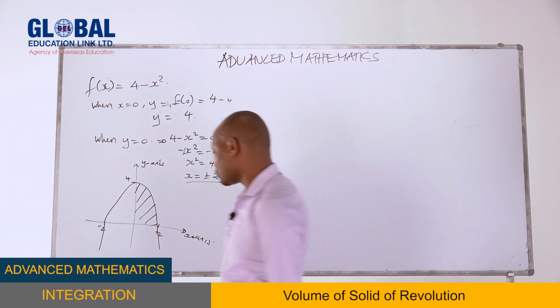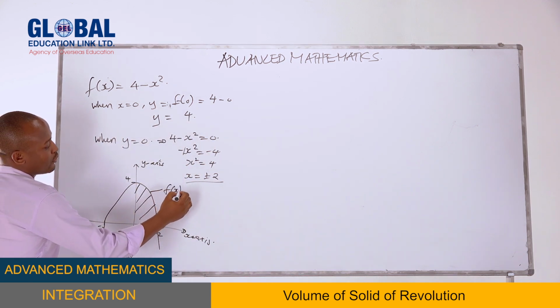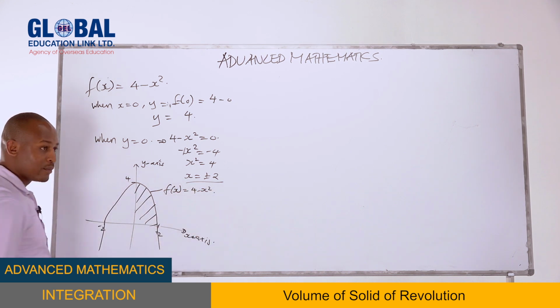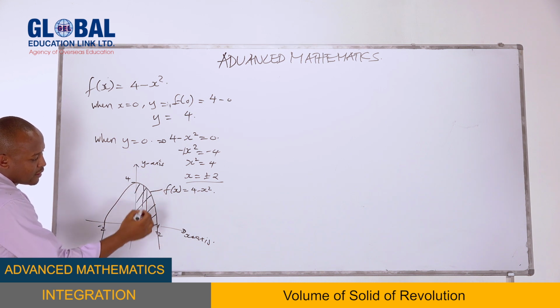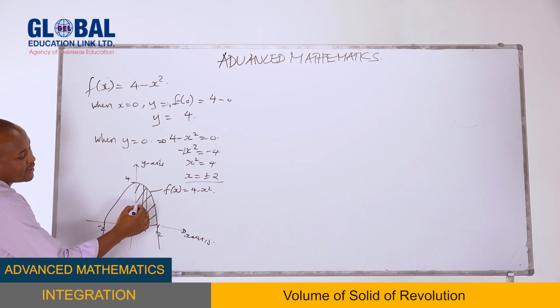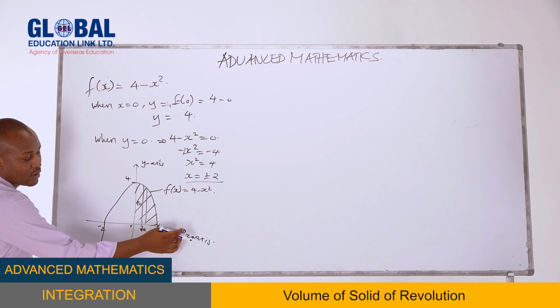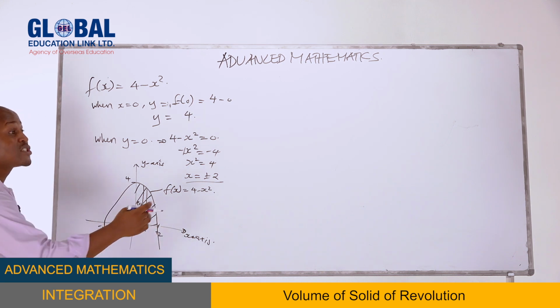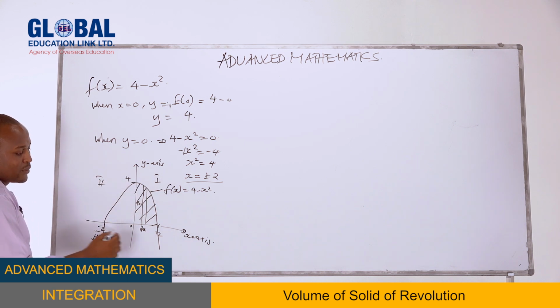Now let's see. We have a very small change. This is our graph, f of x equals 4 minus x squared, and this is the very small change I was talking about. This is your dx, and this is your function. You are going to evaluate from 0, because the area you have been told is in the first quadrant. This is the first quadrant, the second, the third, and that is the fourth.